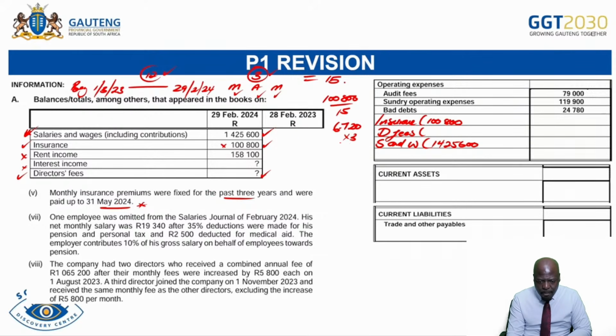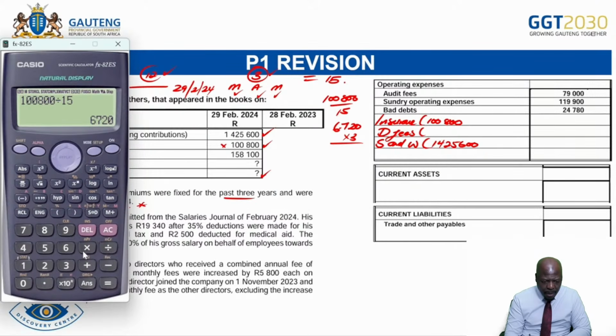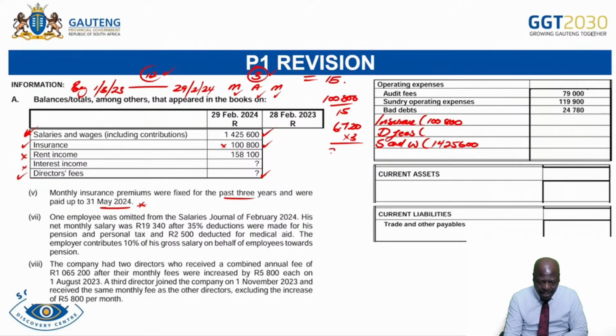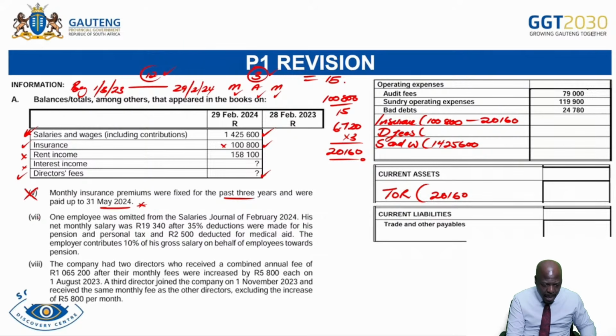Our problem is these 3 months, March, April, May. So we multiply this by 3. That's going to give us 20,160. What is this 20,160? That becomes our prepaid expense. So I come here, then I say on insurance minus the 20,160. And where do I go? Trade and other receivables. Once I prepay an expense, it goes to receivables. So I say 20,160 over there. So we're done there. Let me go to the next one.